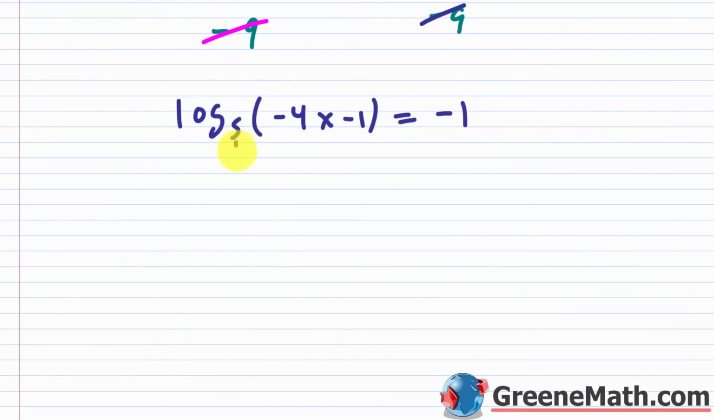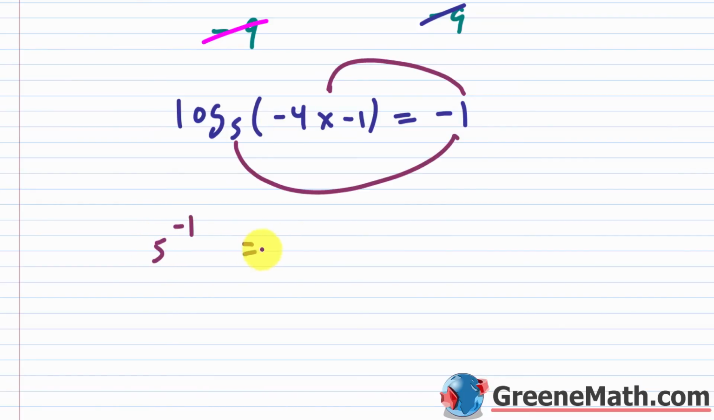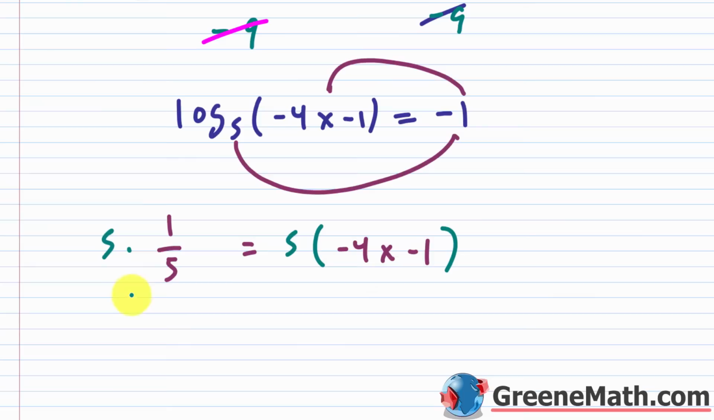So this is your base, this is your exponent, and it's going to be equal to this right here, the argument for the logarithm. So 5 to the power of negative 1 is going to be equal to negative 4x minus 1. Now this right here is 1/5, so you could write it that way if you want. Let me write 1/5 here. And to clear that fraction, I'm just going to multiply both sides by 5. And so 5 times 1/5 is 1. You could show that as canceling if you want.